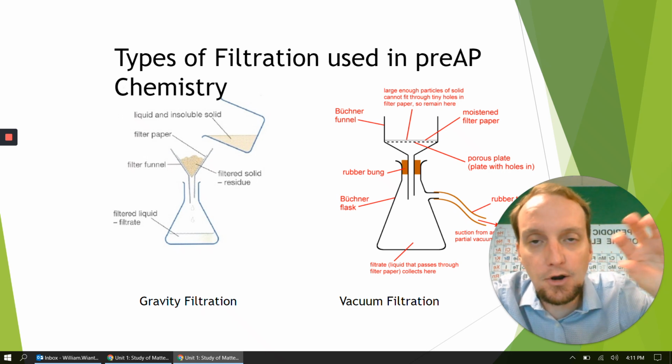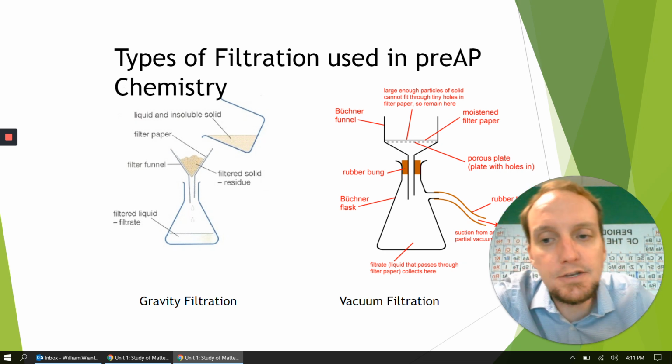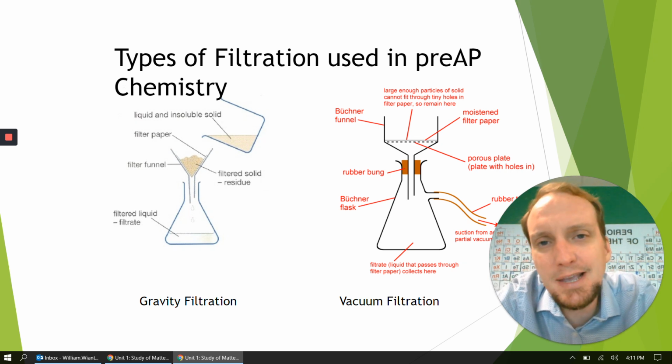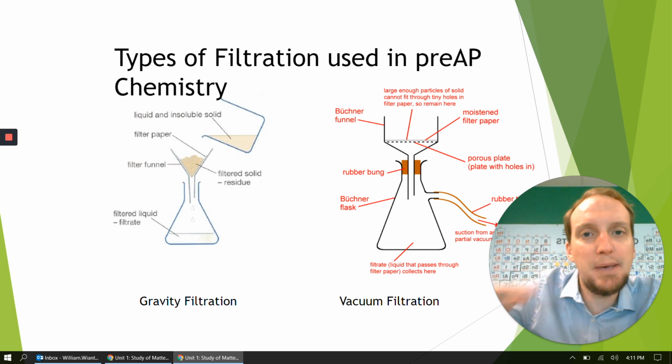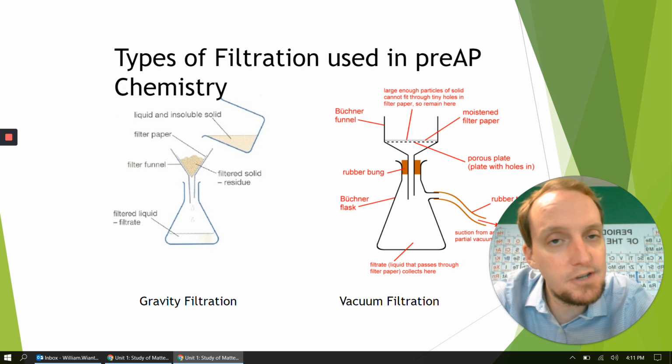Some things, the larger things, are caught in the filter, and the smaller things, like the liquid, will go through into your container. The other type that we use sometimes is called vacuum filtration. It's basically the same thing. It's just sped up through the process of a negative pressure or suction.